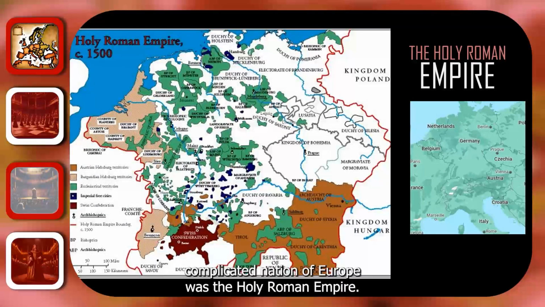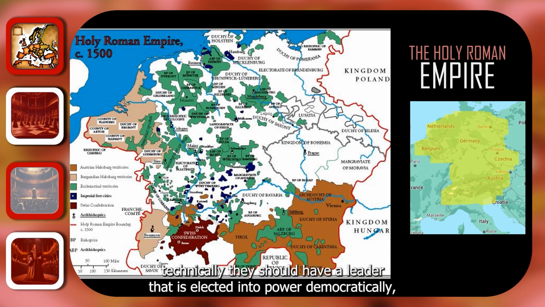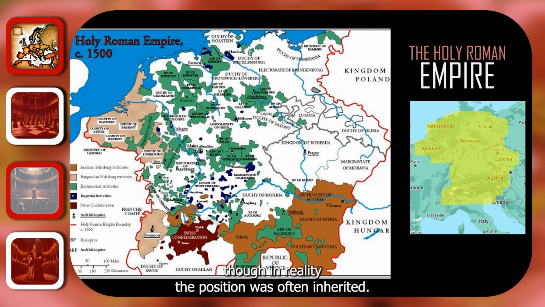Finally, the most complicated nation of Europe was the Holy Roman Empire. This was a federation of different nations. Each of these had their own rulers and there were many different languages spoken across the empire. Many other nations were duchies, which were smaller than kingdoms, but there were also electorates. This means that technically they should have a leader that is elected into power democratically, though in reality the position was often inherited.